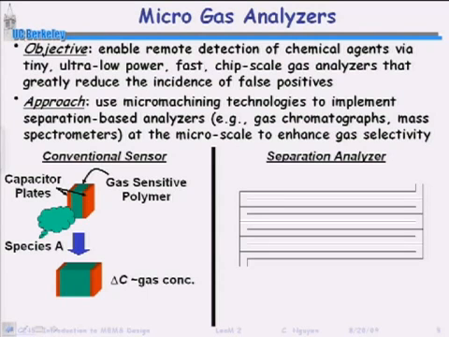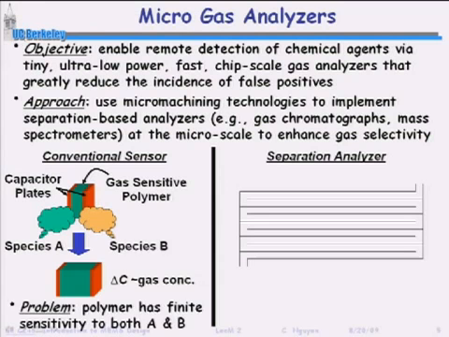A lot of sensors work this way, but this is what I would call a not too good sensor. I'm not going to say bad because there's people working on this. But it's a not too good sensor, and the reason why is because what if I put a species B on this thing? Usually you try to select a polymer that is selective only to one gas, species A. But you can't really do that.